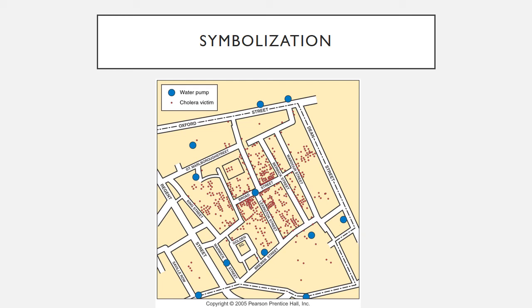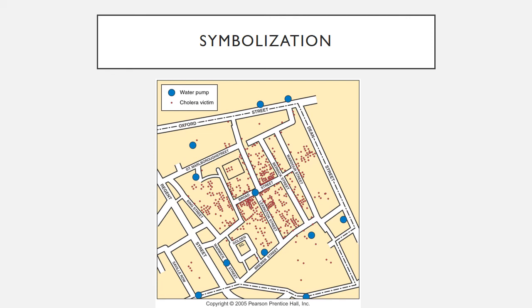layering maps together. In this case, you've got symbols for water pumps throughout this area of London, I believe, and symbols for cholera victims, all right? And what this man was able to show by making this map is that there was a connection between this bad water pump that had become contaminated with sewage water in one section of the city and the cholera outbreak that was taking place there.